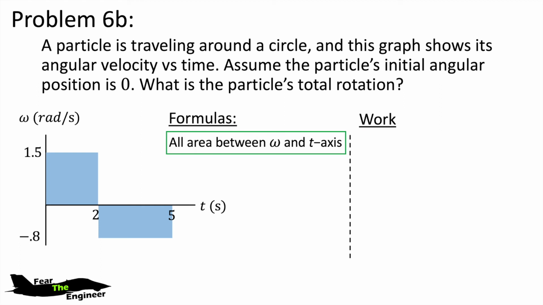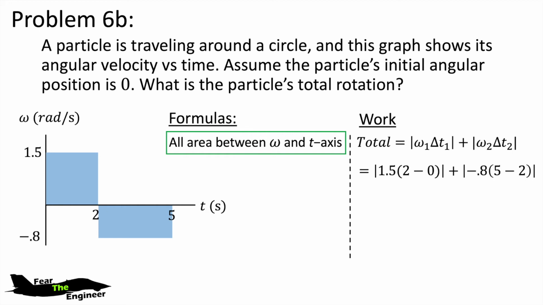Let's apply it. Again, these areas are just rectangles. The height is omega, and the width is the difference between their initial and final times. We take the absolute value of them, which forces us to treat all areas as positive values. Once we add, we get the total area under the curve. When we plug in our values and simplify, we get 5.4 radians.